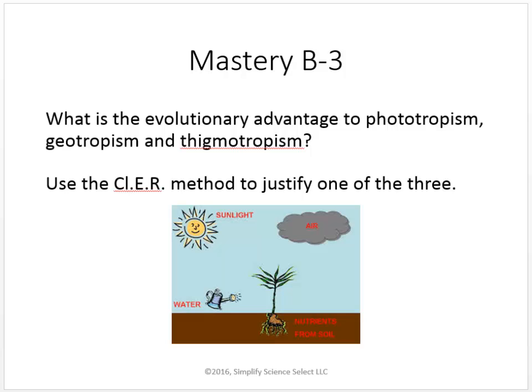The same thing with geotropism. We're heading in a direction that's towards the sun. We're not growing in a direction that's useless. And thigmotropism is a little more varied because of the several different reasons that we discussed.